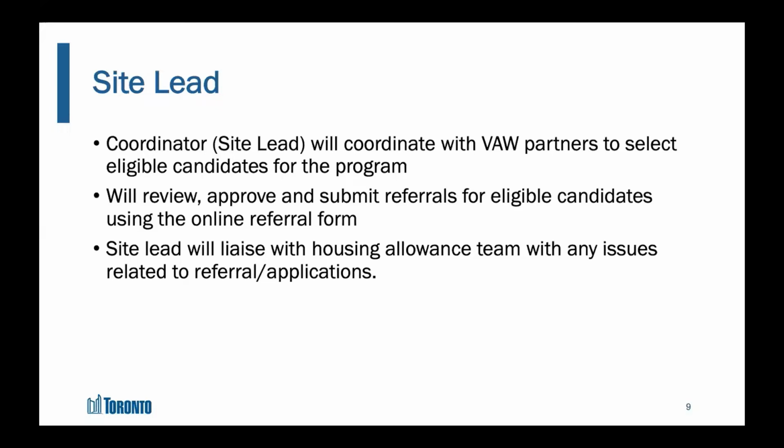The site lead will liaise with the housing allowance team if there are any issues related to the referral or applications. Sometimes there are spelling mistakes, so the team will contact the site lead to make corrections. Or maybe there's a discrepancy between what's on a document that's been submitted, like their income document, and what's been entered on the referral form. So there's a lot of back and forth sometimes between the team and the site lead. And next slide, please.